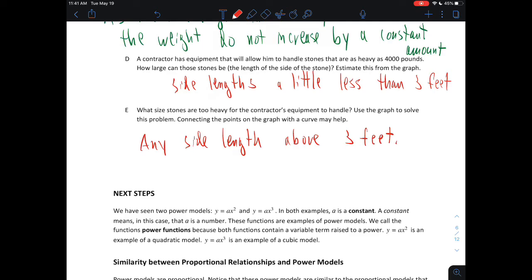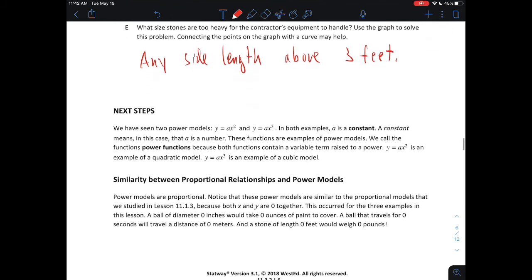If you wanted to get a little bit more of an exact answer, you'd have to use the equation. But that's going to involve a different function that we don't really need to talk about as we finish up this lesson. So now to finish up, the next step.